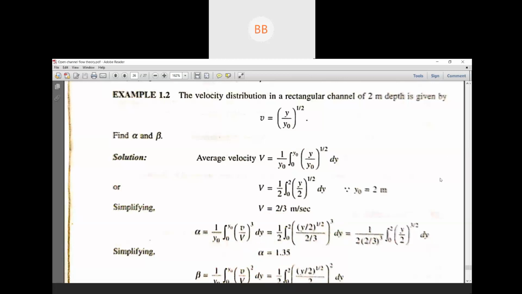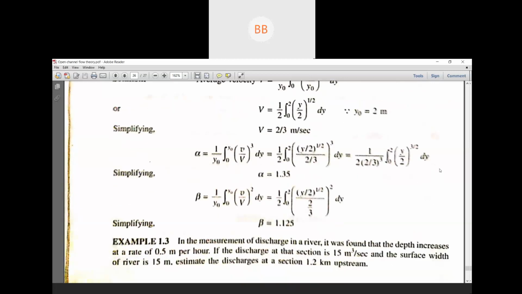So now we are going to proceed to your momentum coefficient, that is beta. Again, this equation we have already derived. Always remember this equation what we have used. This is only for rectangular channel. So we have derived this equation.